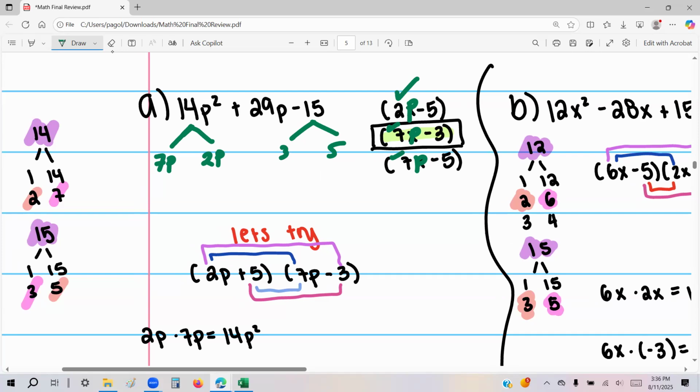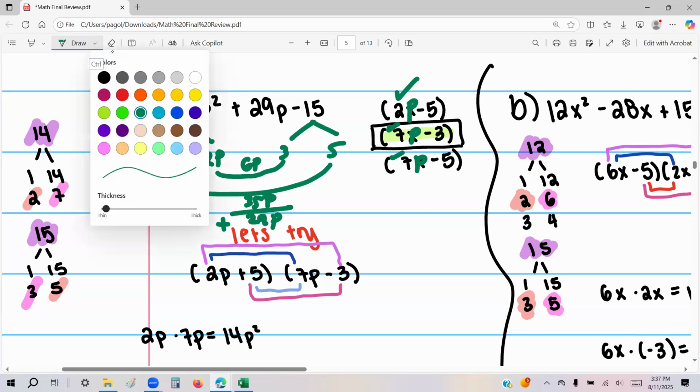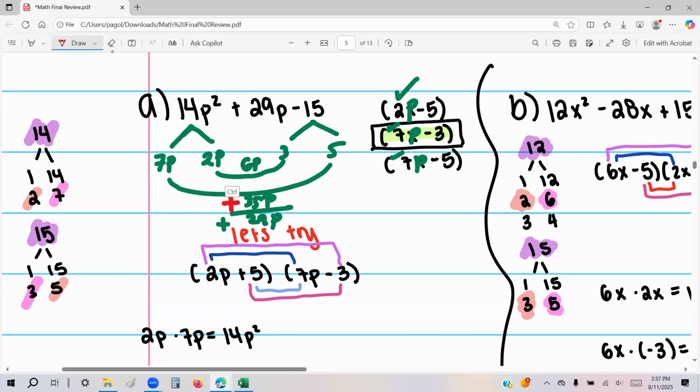And then you're going to do your trial. If you pair 3 with 2 and 7 with 5, do you get 29 from them? 3 and 2 will give you 6p, and 7 and 5 will give you 35p. Can you get 29p from here? Positive. Is it possible? It is possible if 35 is positive and 6 is negative. Positive 35p minus 6p will give you positive 29p. So I got it in my first trial.